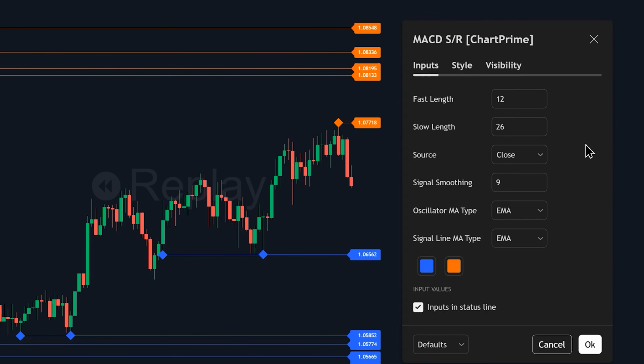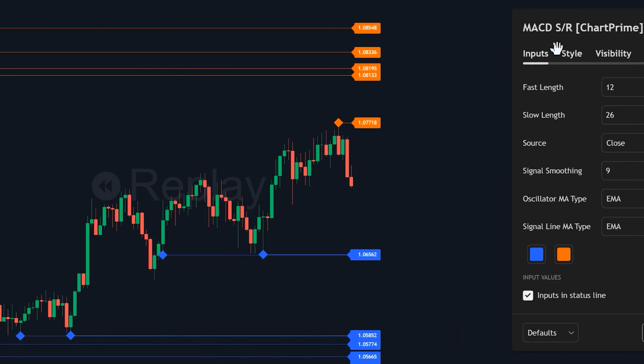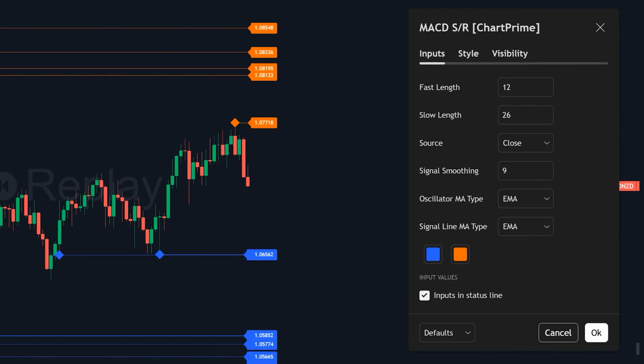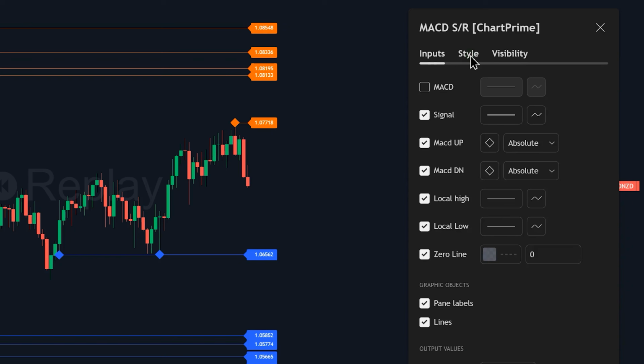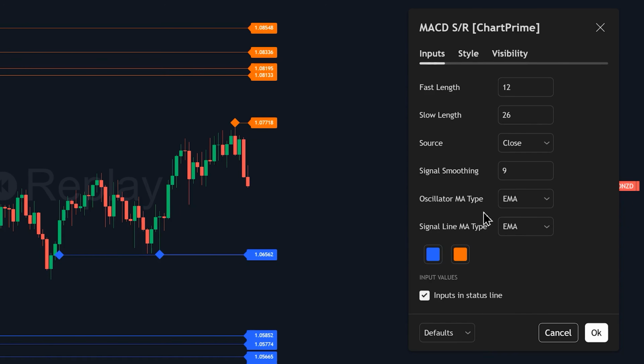The S&R levels themselves are dynamically generated and managed by the script, like keeping only 20 active levels and removing them if price breaks decisively through. The colors for the S&R lines, MACD lines, and the diamond markers might be customizable in the Style tab, so you can set those to your preference. For now, we'll stick with the defaults as they seem pretty clear.